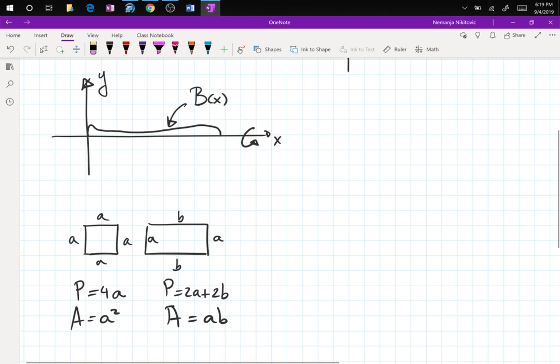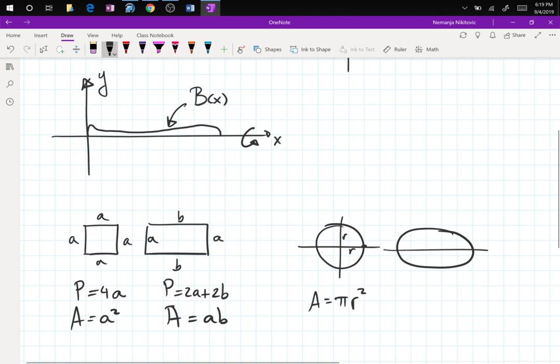The same feature is shared between the circle and ellipse. If you take a look at their equations, over here, you have your radius r, and the area of pi r squared. For ellipse, you have a and b as major and minor radius, right? And area is pi AB. If B is A, then you would have a circle, not an ellipse.